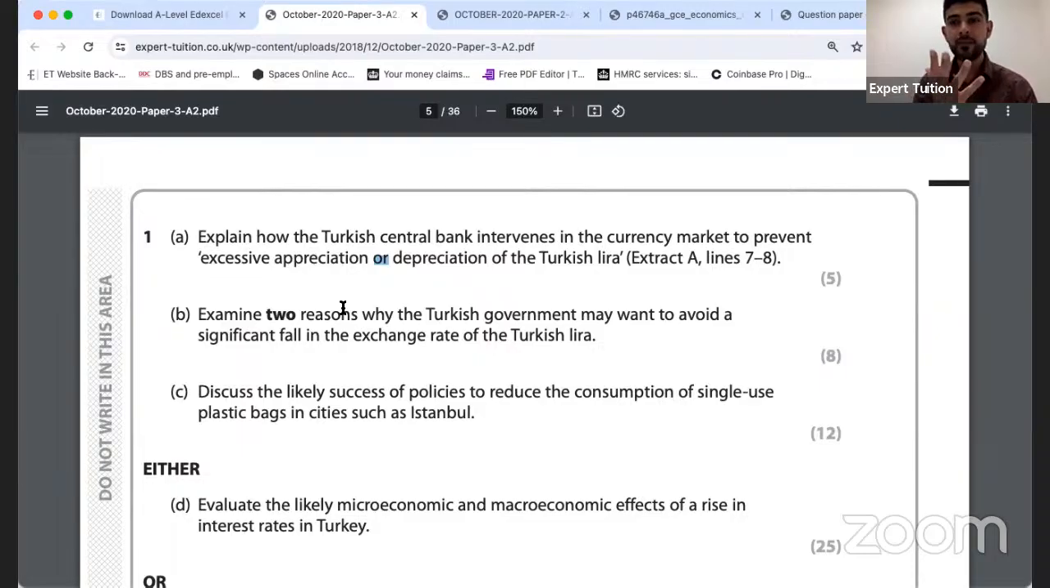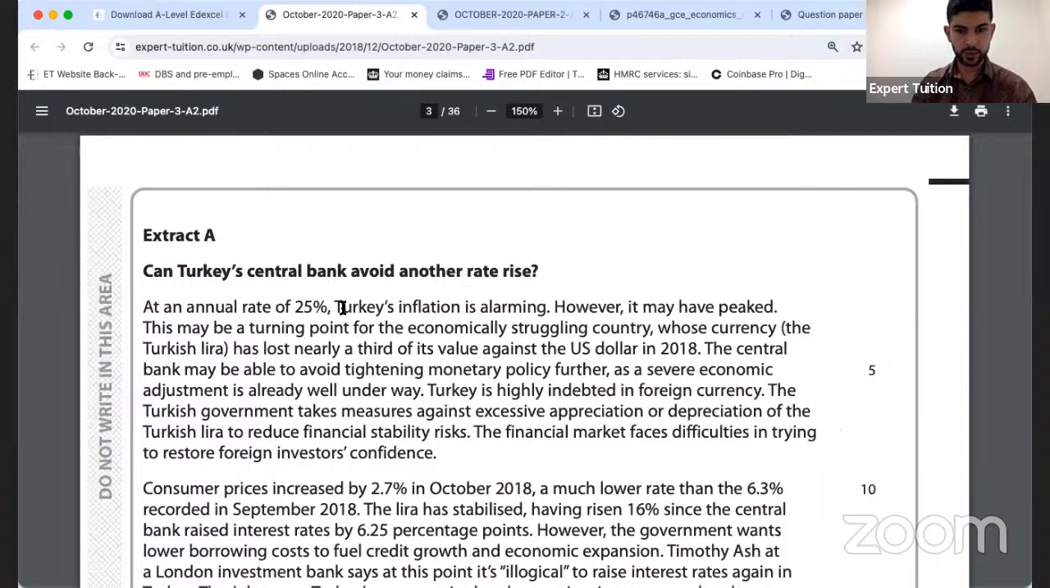Easy. The 5 marks are earned in the following way. The first thing that you would do is quote from the data to talk about how the lira has significantly depreciated. It's like the first sentence or two, very early on. Yeah, here it is. It's lost nearly a third of its value against the US dollar. The second thing that I would do is I would say, as such, the central bank would want to revalue the currency, and they can do this by buying lira in the foreign exchange market and selling foreign reserves.